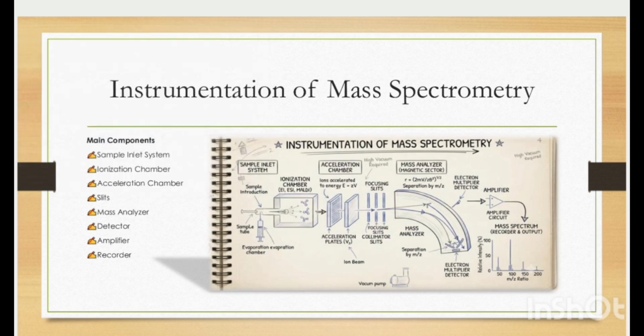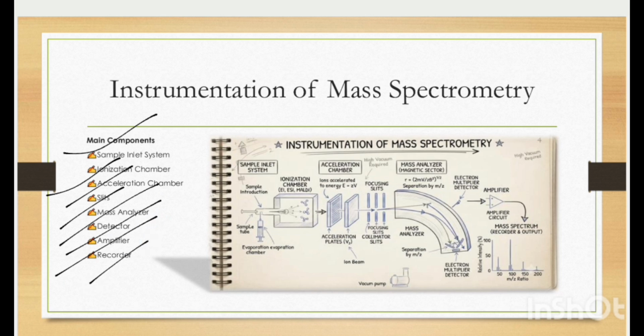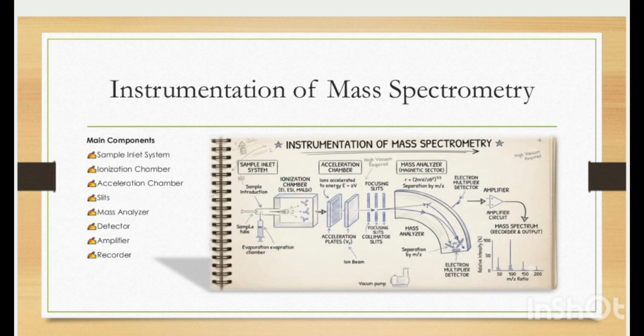Instrumentation of mass spectrometry. First we will discuss the components. A mass spectrometer consists of several important components. These are the Sample Inlet System, Ionization Chamber, Acceleration Chamber, slits, Mass Analyzer, Detector, Amplifier and Recorder. Each component performs a specific function and together they produce the mass spectrum of a compound.